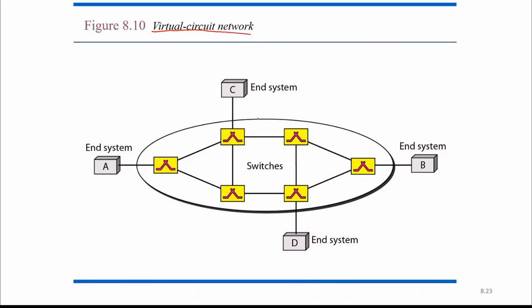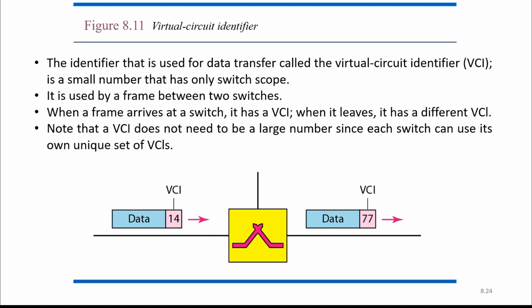In a virtual circuit network, first of all, this is a switch. These are the switches. In datagram networks, the switches are called routers, but here they are called switches. These switches are connected with each other with dedicated links, and each switch is connected with some end system. Here the concept of an identifier is used.